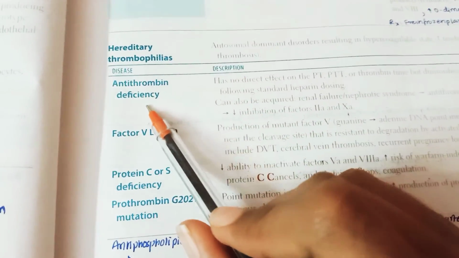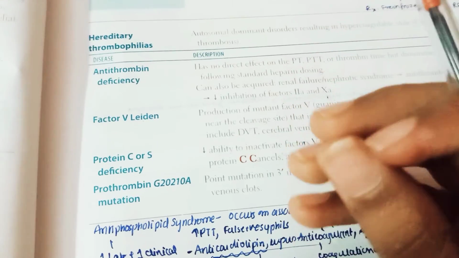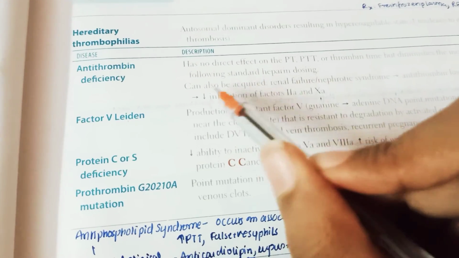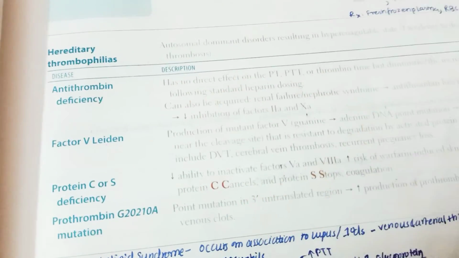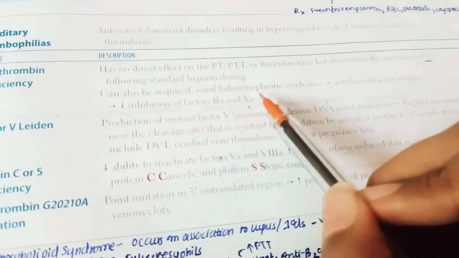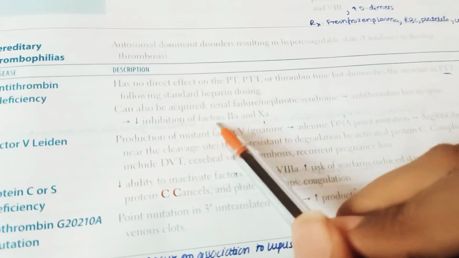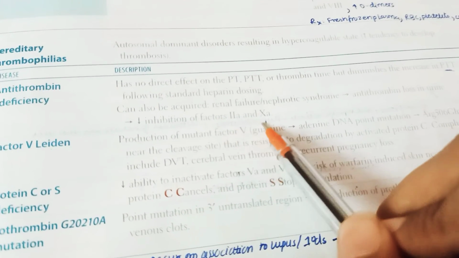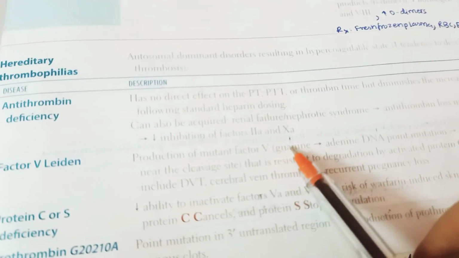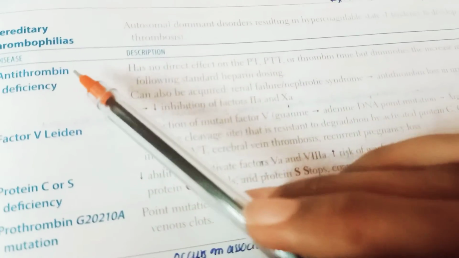Okay. So it is seen especially in antithrombin deficiency, because there is an antithrombin. Actually it is mainly heparin that uses this antithrombin, by increasing PTT. It can also be acquired, like in renal failure or nephrotic syndrome, antithrombin loss in urine, decreased inhibition of factors 2A and 10A. So when these factors 2A and 10A are not inhibited, there will be formation of platelet plug, right? So why we use heparin is as an anticoagulant, right? So this works as an anticoagulant.